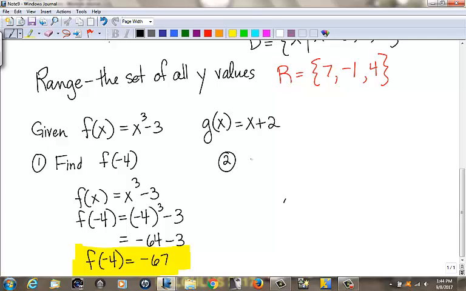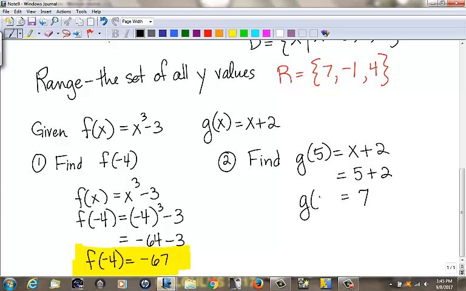Let's try another one. If they said find g of 5, and you'll have to do something like this on the homework. Okay, find g of 5. So that just says in this function, everywhere you see an x, you're going to sub in 5. So g of 5 is 7. So your answer would be 7. But that is an ordered pair. If they said what was the ordered pair? The ordered pair, the x is the 5, the 7 is the y.